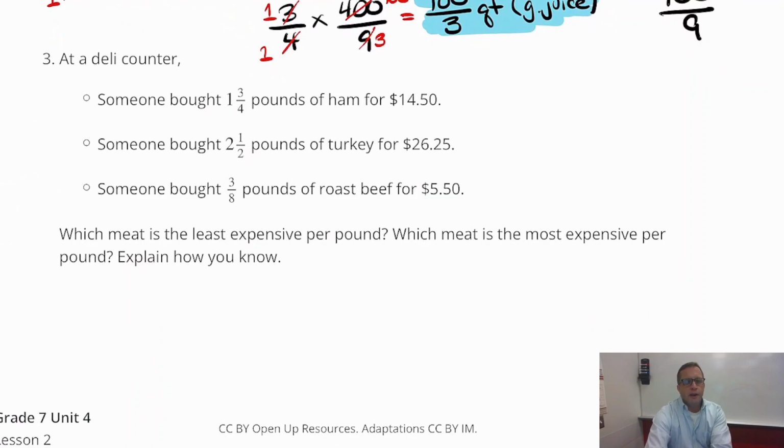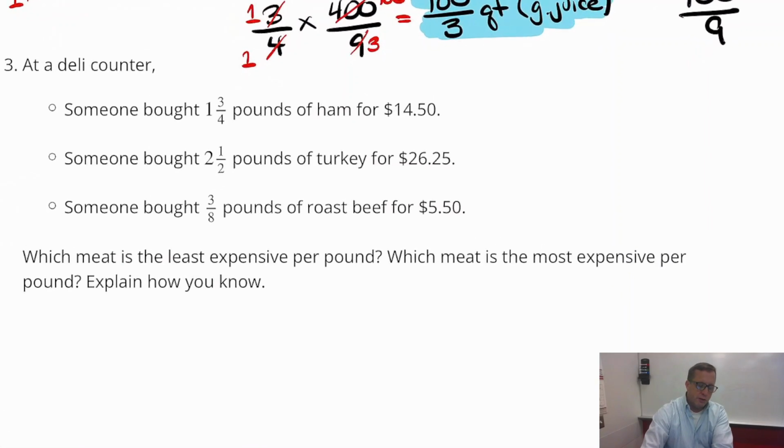All right, for number 3, at a deli counter, someone bought the following stuff. So the question is, which meat is the least expensive per pound? Which meat is the most expensive per pound? So we're just finding unit rates on this one. So we're going to find unit rates.